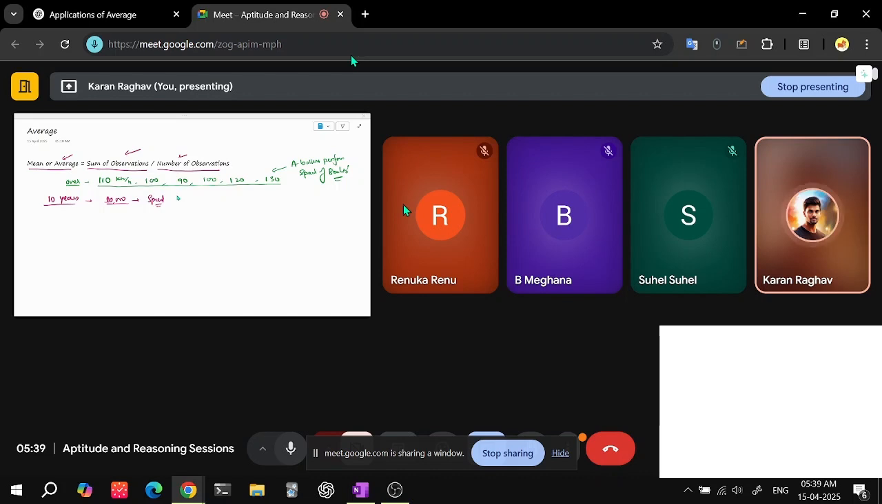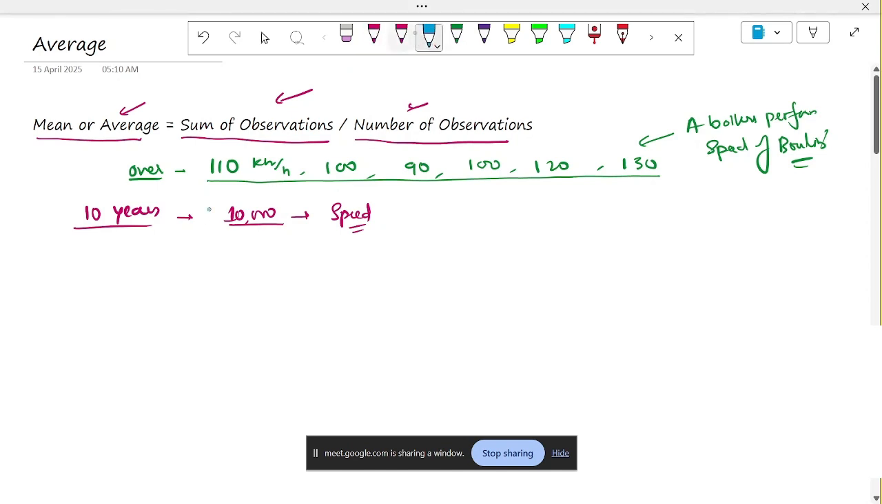See, it is very clear that whenever somebody asks you a question, you need to answer it in such a way that it is meaningful. It should not be like his bowling speed is 110, 120, 130. It sounds very naive. That's why the best method to answer such questions is by finding the average of all these balls. Okay, so let's find the average.